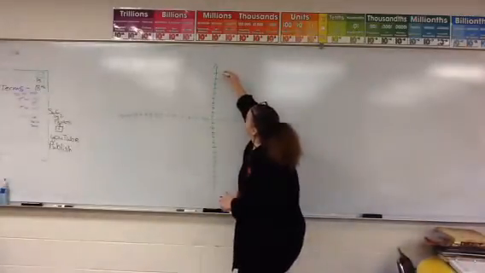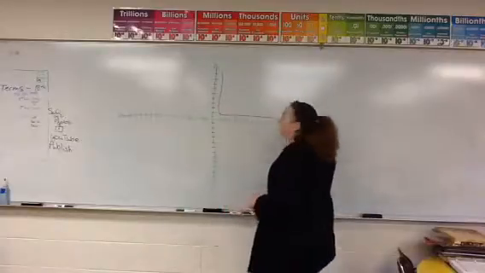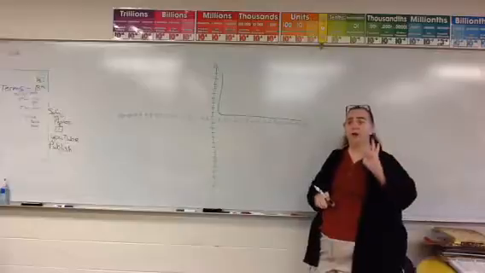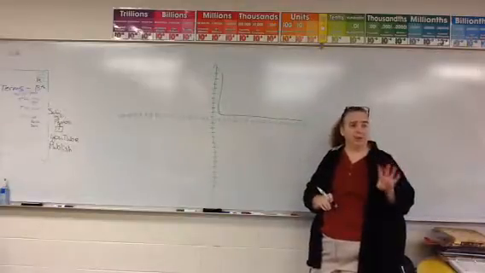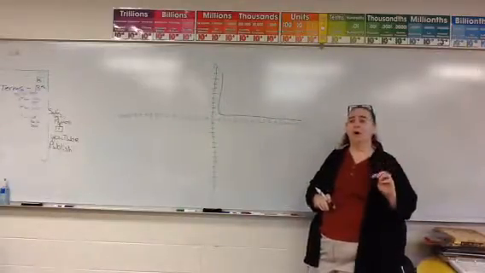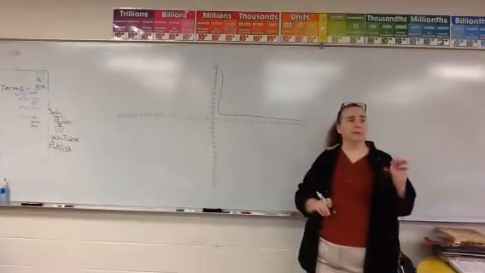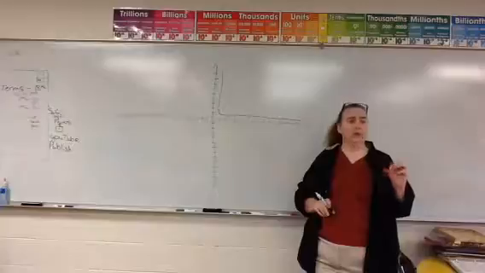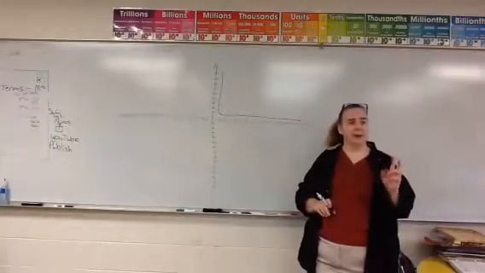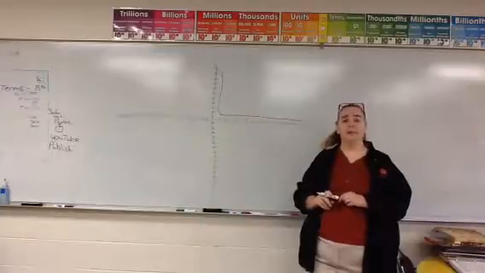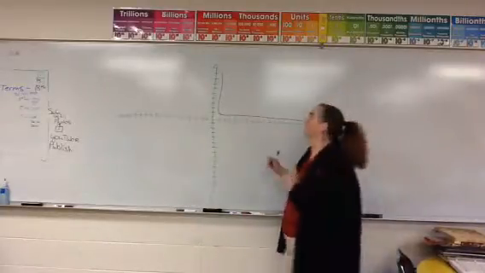This area right here is called a quadrant. There are 4 quadrants in a coordinate plane. Quadrants are always, always, always labeled with a Roman numeral. You start at the positive, which is this quadrant, and you label it quadrant 1, which would be the letter I.